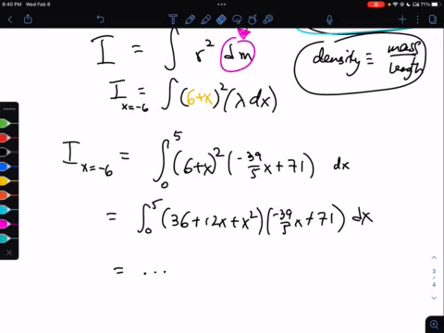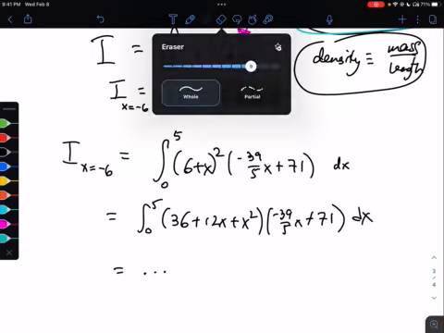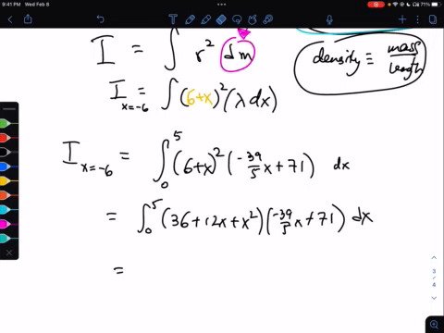Let's see here. We got 36 plus 12x plus x squared. That then is multiplied by negative 39 fifths x plus 71. That is an integral from 0 to 5. Okay, I hope I typed that right. The answer is, oh my goodness, it's a big answer. That's a lot of kg m squared.